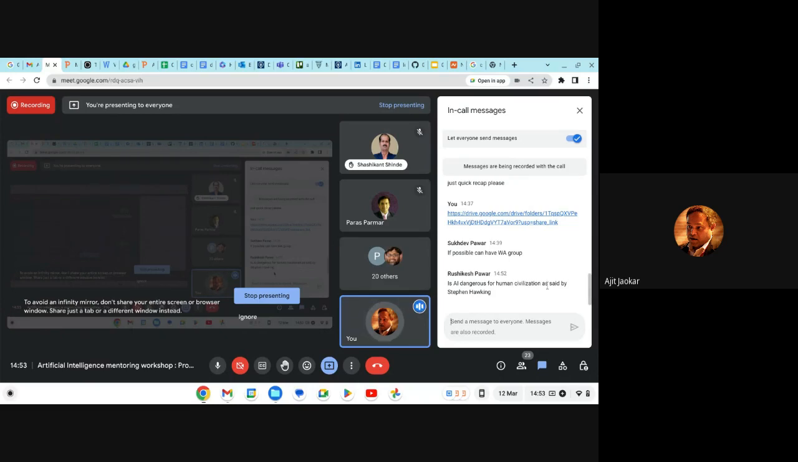Okay, good. So there's another question here. Is AI dangerous for human civilization, as said by Stephen Hawking? Yes and no. I think there are risks and issues. Remember that all we are talking about right now is what is called narrow AI. The risk he's talking about is general AI. General AI is basically the idea that AI can be autonomously operating in different areas, and that risk is generally at least about 20, 30, 40 years away. So I think this is going to be a risk, but maybe in the future.